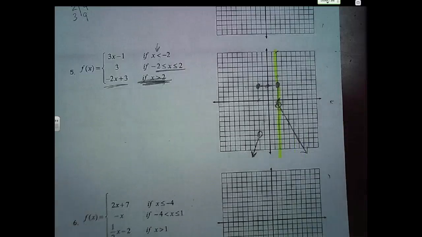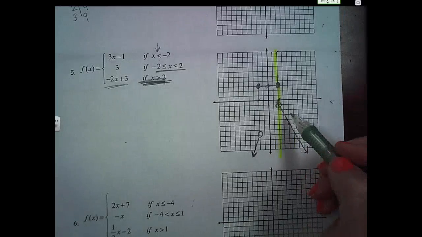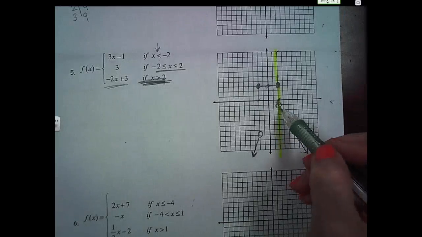Do you see what you guys tend to try to do? You try to say, okay, bigger than 2, so at 3 I'm going to start erasing. No, go to 2. It needs to be open or closed at 2, from 2 on, not past 2.